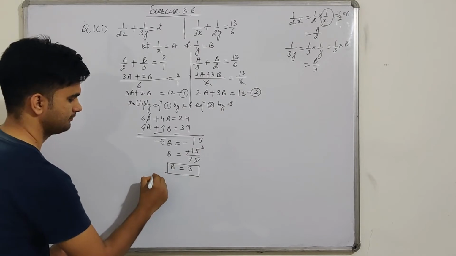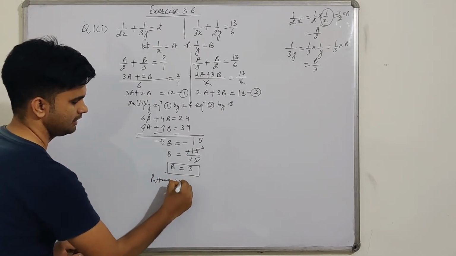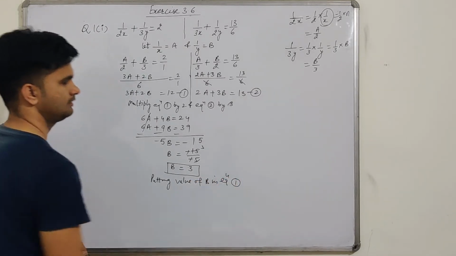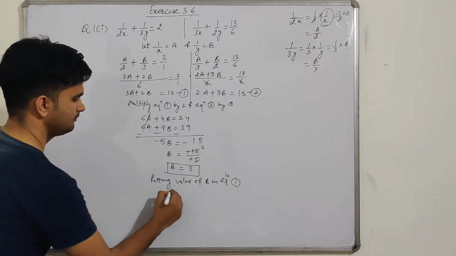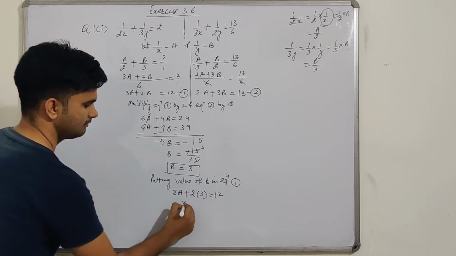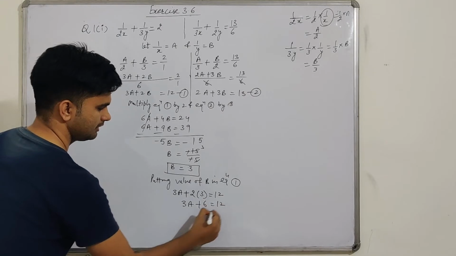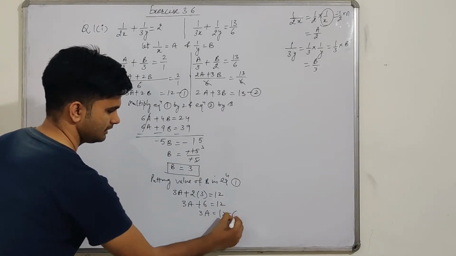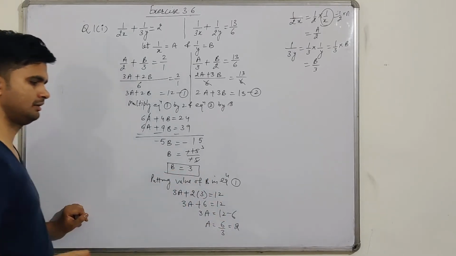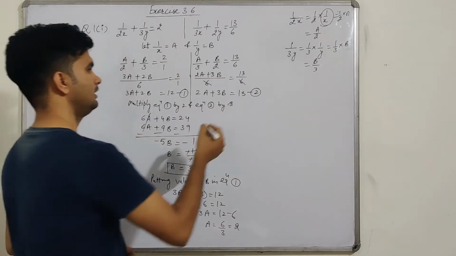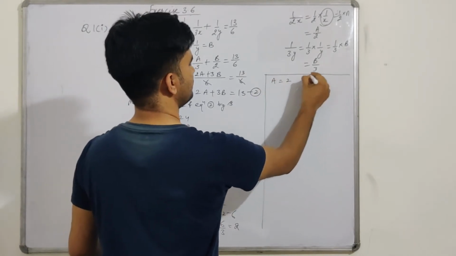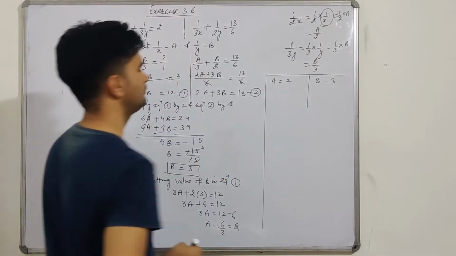Right? Then putting the value of b in equation 1, this will become 3a plus 2, b is 3, is equal to 12. 3a plus 6 is equal to 12. 3a is equal to 12 minus 6. Then a is equal to 6 by 3, which is 2. Now we have a is equal to 2 and b is equal to 3.